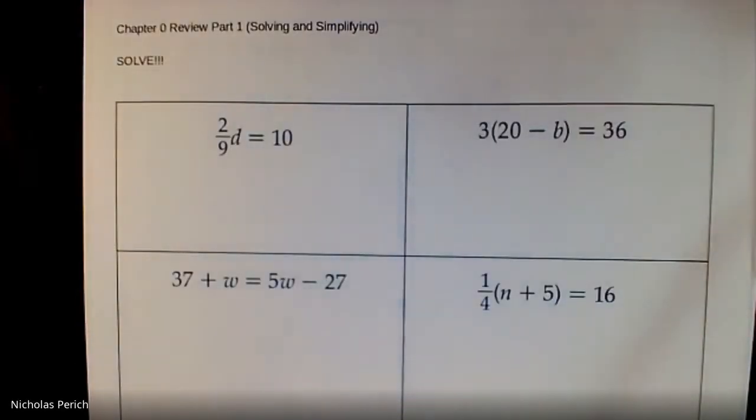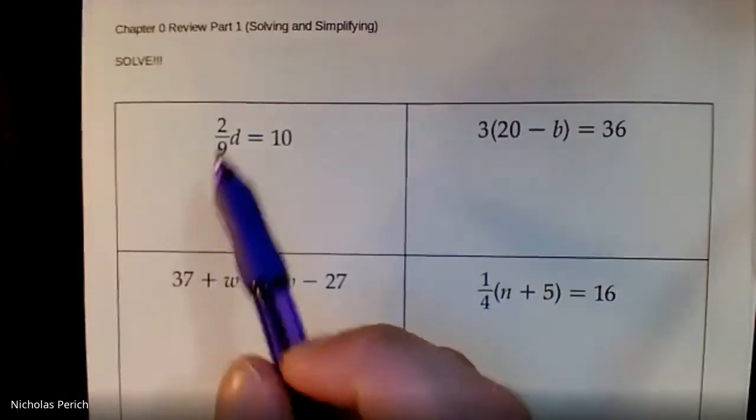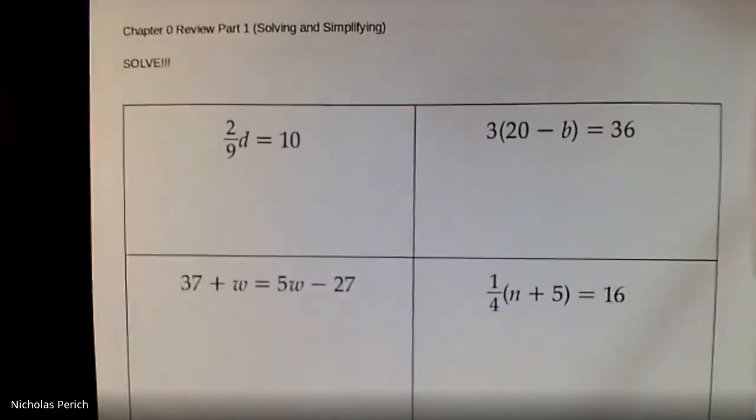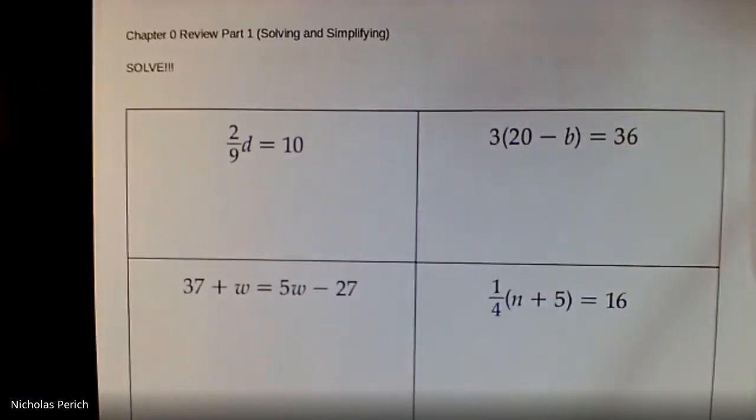And all the directions for everything except for the very last problem are solved. So the very first problem that we have here on the left is 2/9 D equals 10. Unmute yourself or in the chat tell me what I should do. Divide 2/9, but instead of dividing the fraction, multiply by the reciprocal.